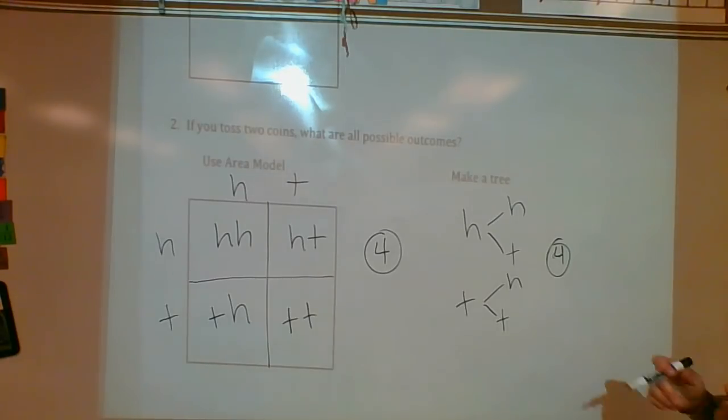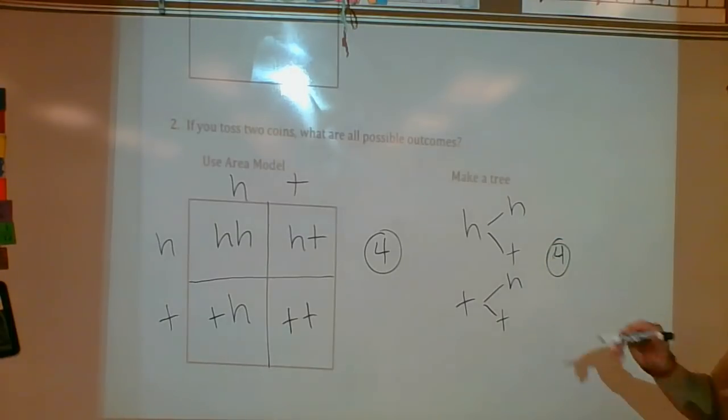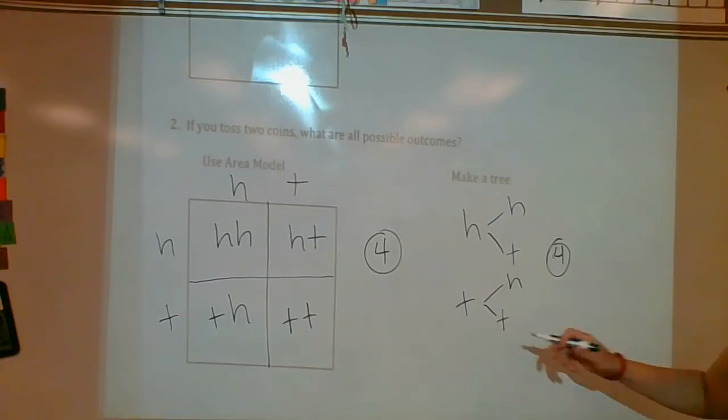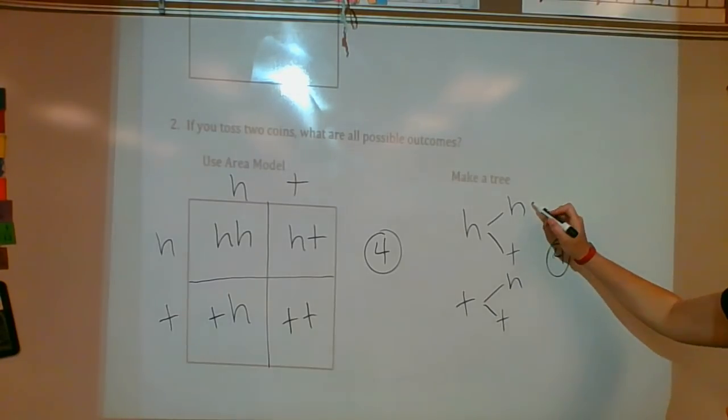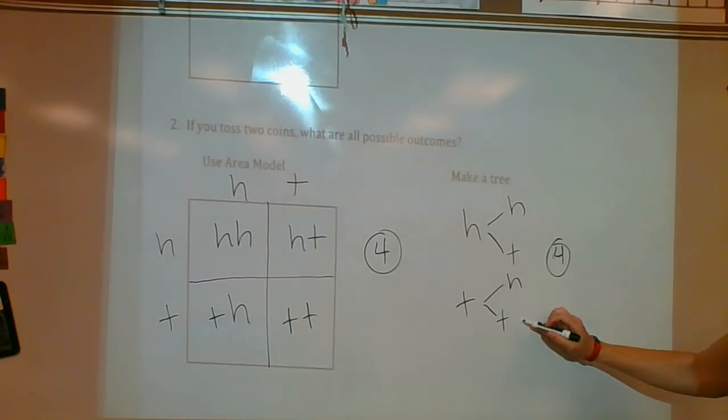As you're going through that branch, don't count everything that's there. I go heads to heads, that's 1 outcome. Heads to tails, that's another outcome. Tails to heads, and then tails to tails. So I have 4 possible outcomes. If I was to flip a coin a third time, then each of these would have another branch of heads or tails, heads or tails, heads or tails, heads or tails.